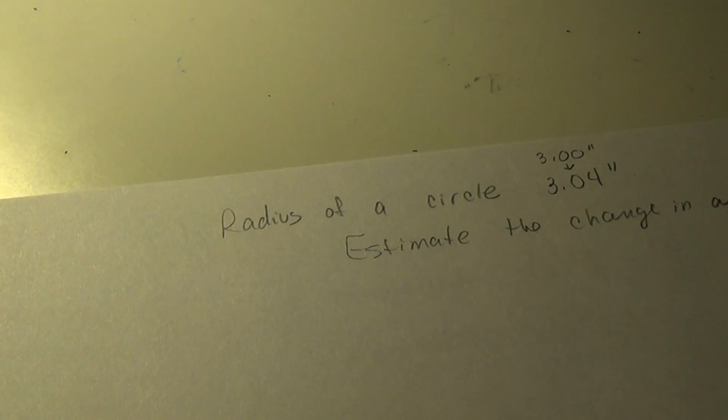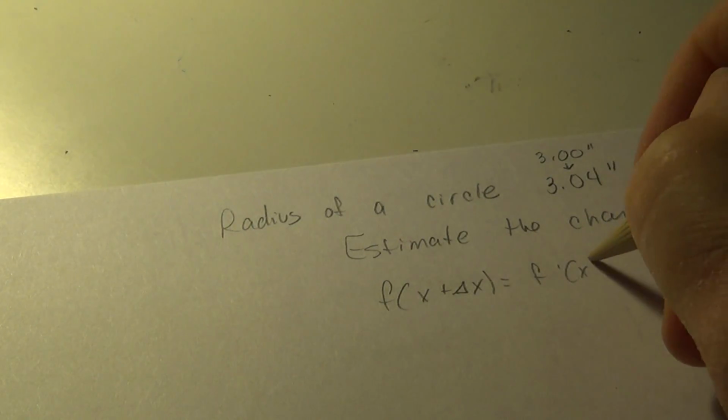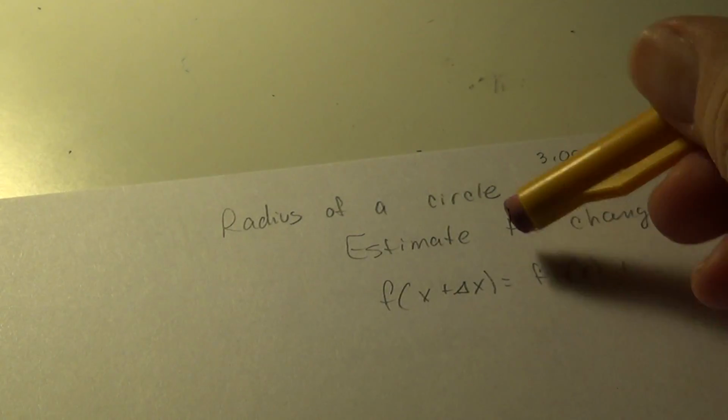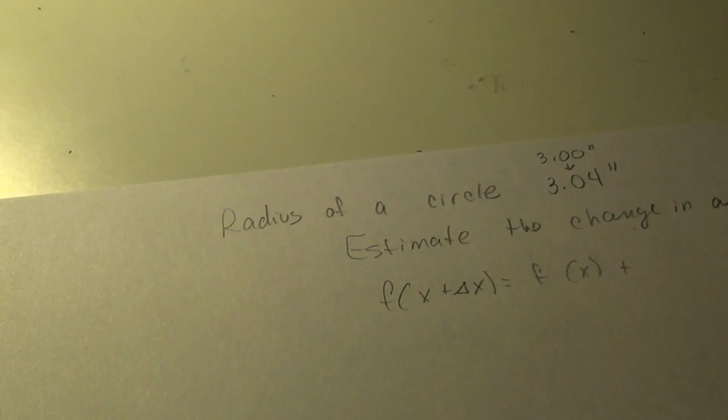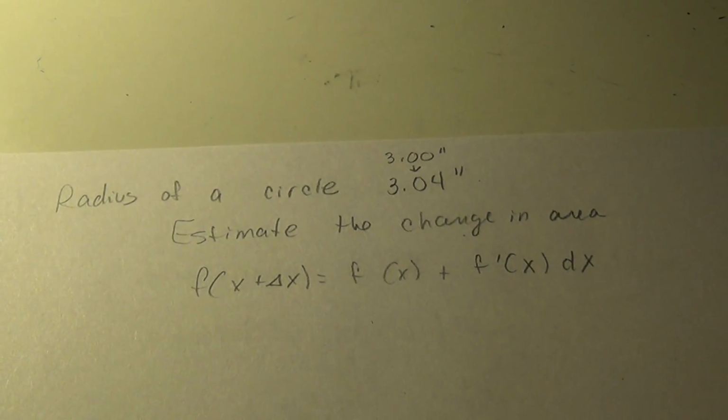So, all right, this one we are going to do in a similar fashion. We're going to estimate the change in area by doing f of x plus change of x equals f of x plus f prime of x dx. The formula didn't have a prime there, it has it here. All right, so estimate the change in area.